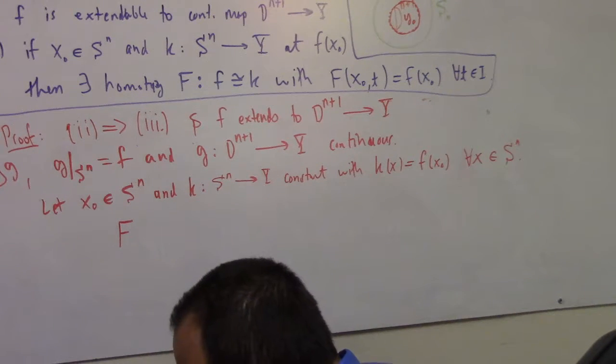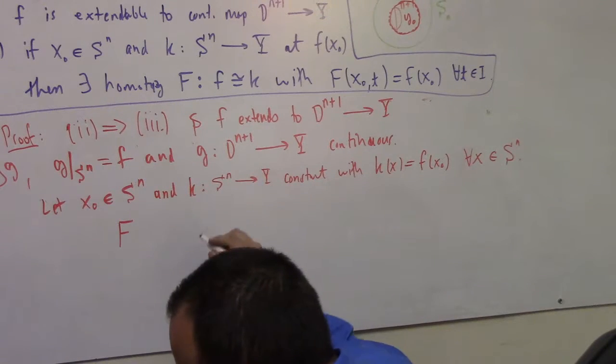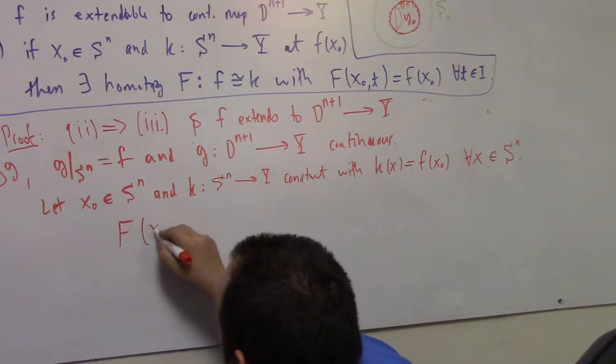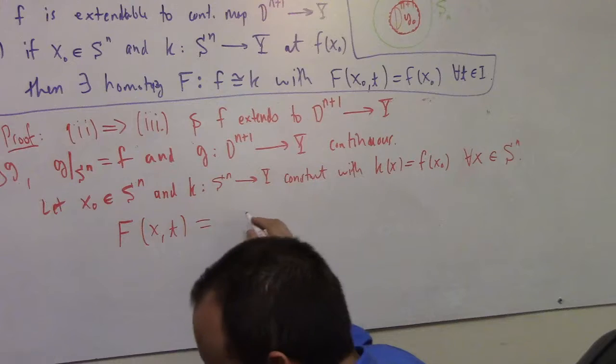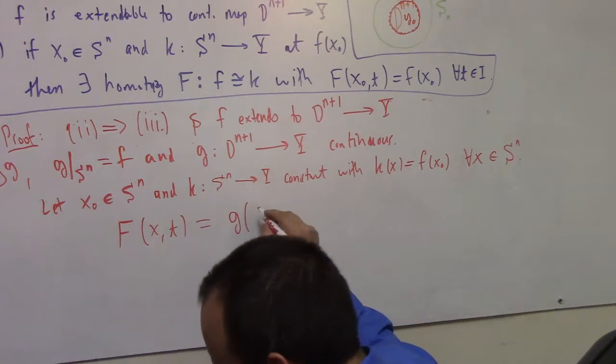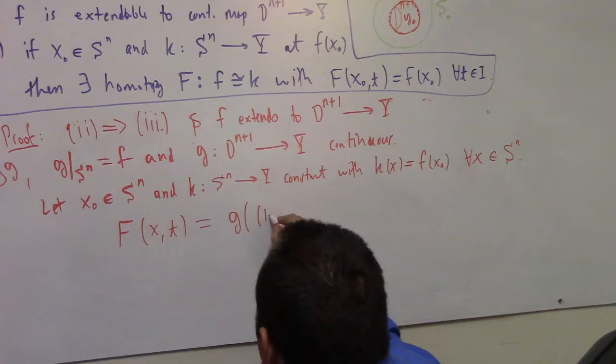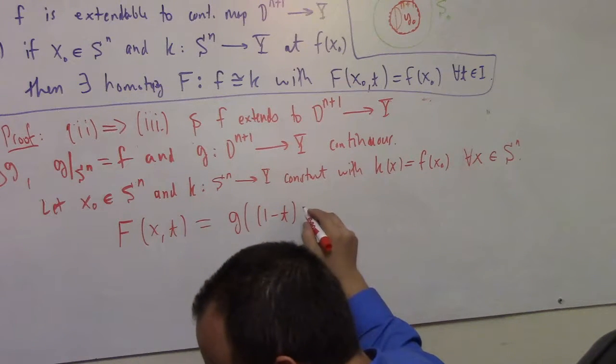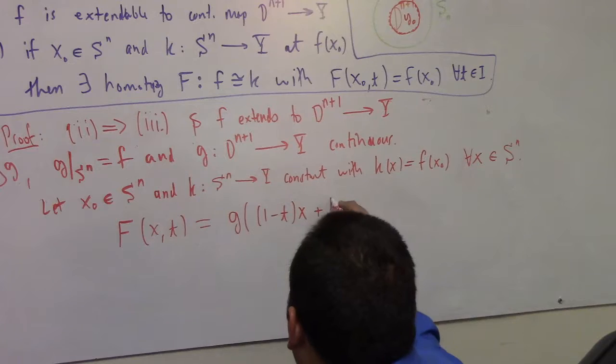So here's what he says. He says you define it by setting F of x comma t equal to g of (1 minus t) times x plus t x naught.